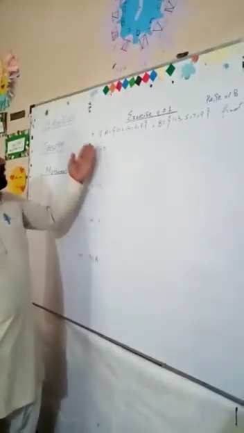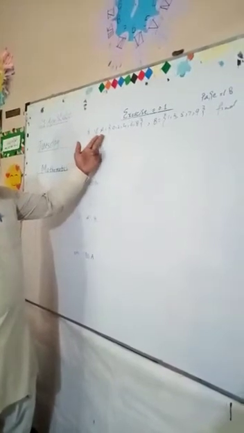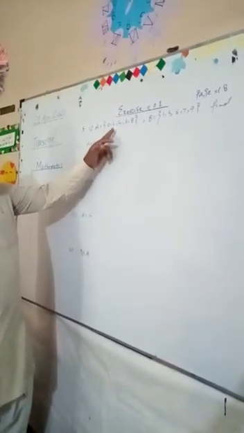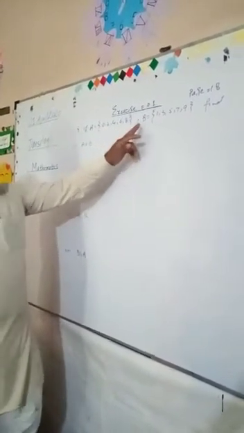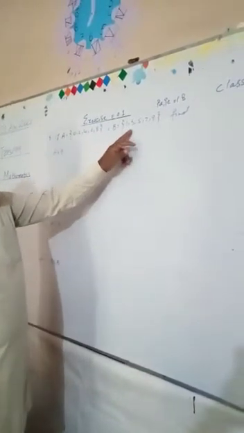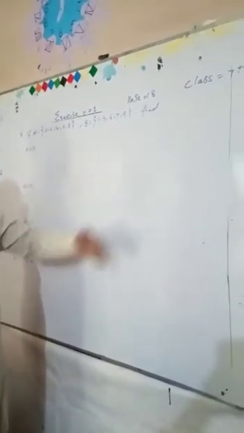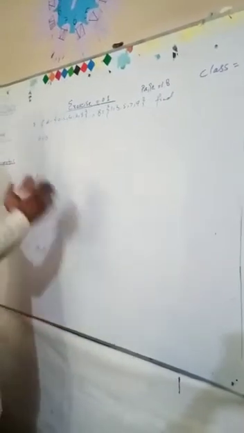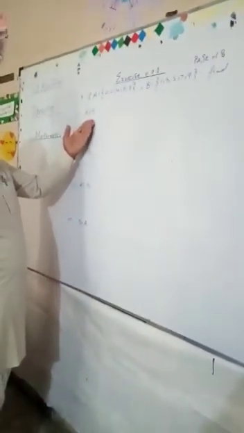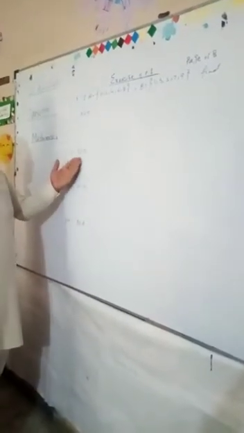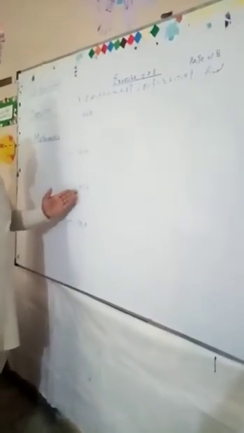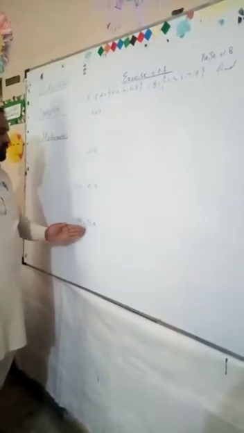Let's start question number 8. If the A set is equal to {0, 2, 4, 6, 8} and the B set is equal to {1, 3, 5, 7, 9}, find the different values. These questions are the same as 6 and 7. First part, A union B. Second part, A intersection B. Third part, A difference B. And fourth part, B difference A.